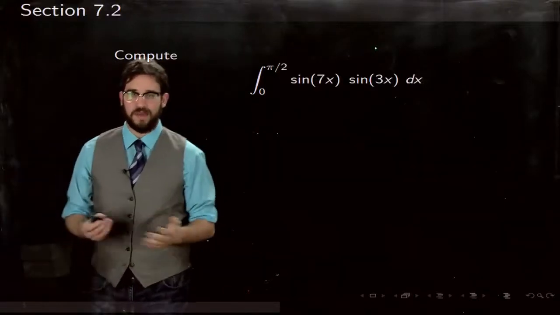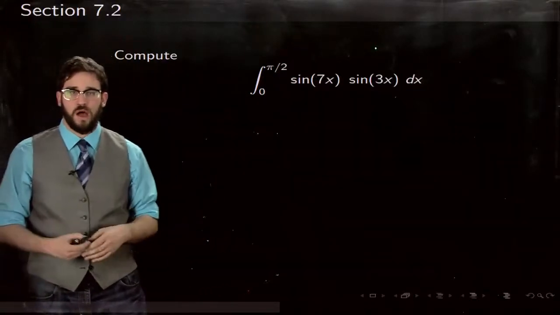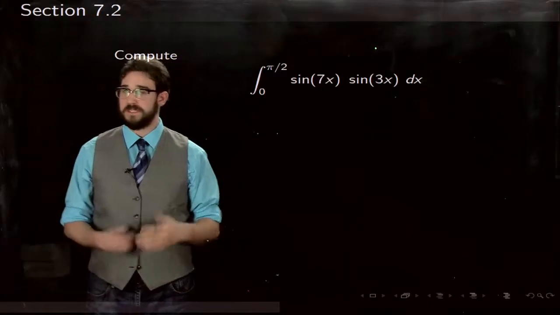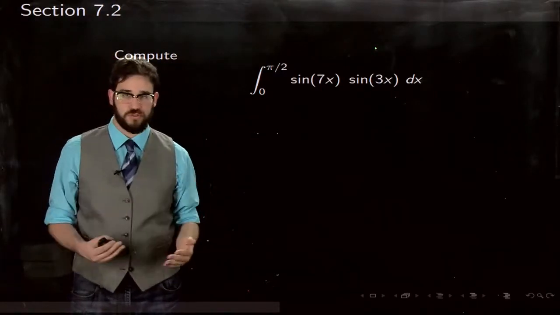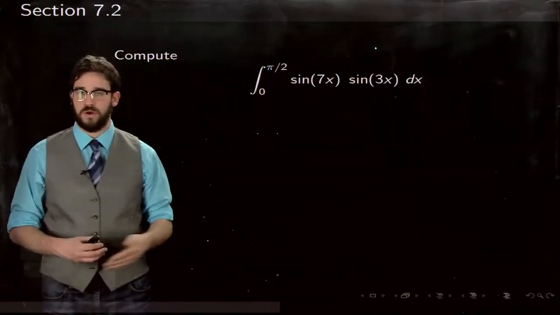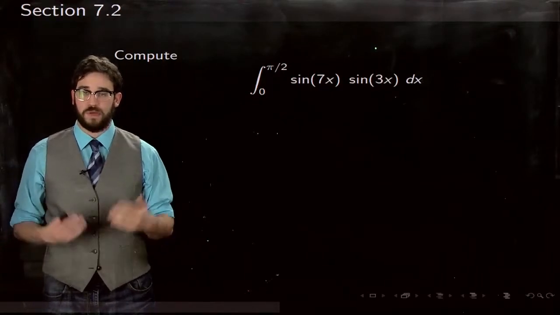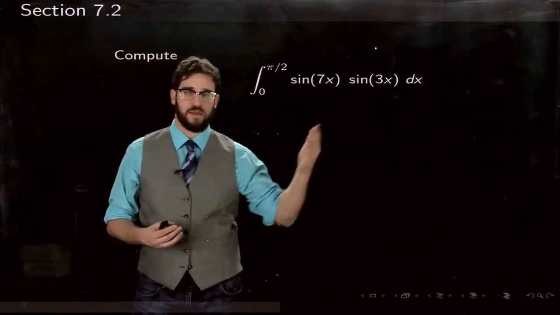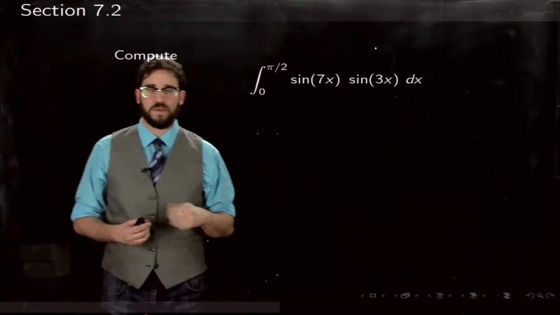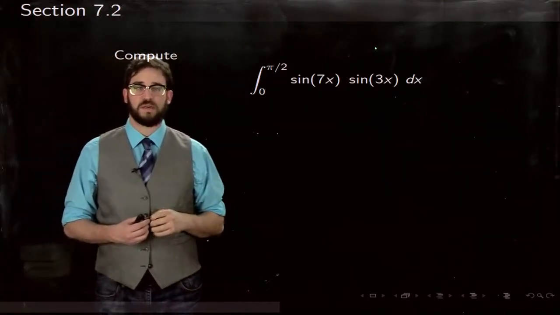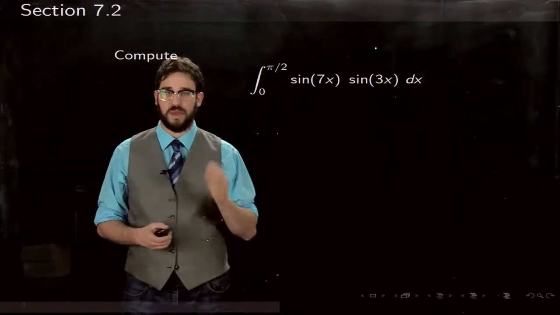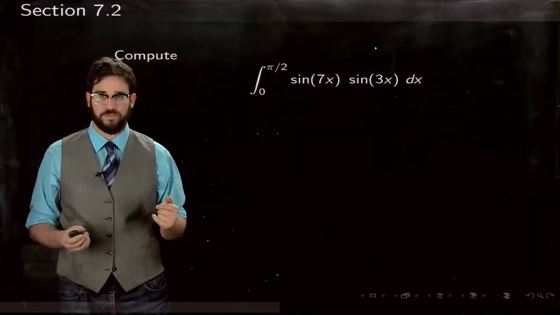Welcome back. Today we're going to be looking at integrals of trigonometric functions, specifically ones that aren't just a single trigonometric function, but rather a product of them. So in this section, we're going to look at the integral of sine of 7x times sine of 3x evaluated from 0 to pi over 2.